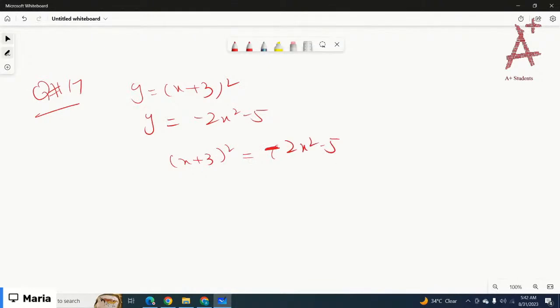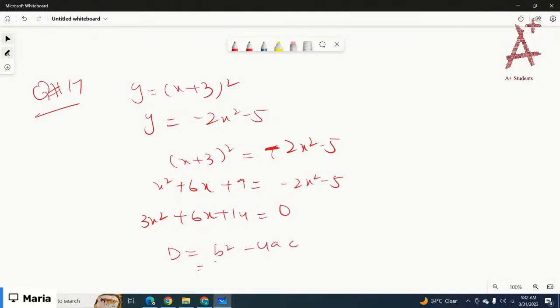So let's just apply the square formula. It would be x square plus 6x plus 9 equals negative 2x square minus 5. So when you move it to the other side, 2x square is positive. It would be 3x square plus 6x plus 9 plus 5 makes positive 14 equals 0. Let's just evaluate the discriminant, right? B square minus 4ac. 36 minus 4 times 3 times 14. 4 times 3 is 12 and 12 times 14 is 168. That would be negative 132.